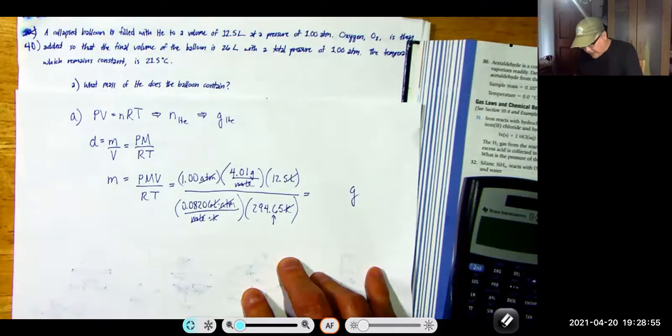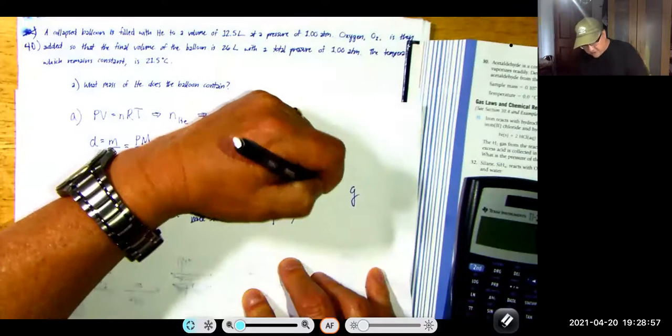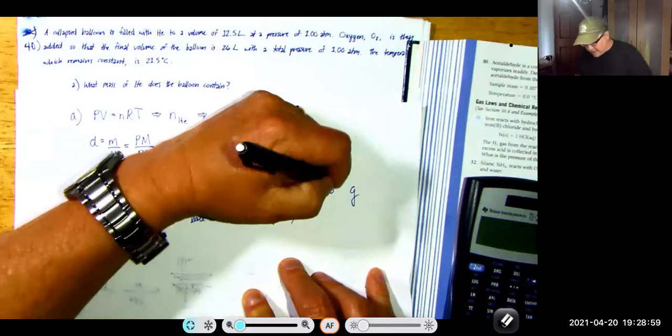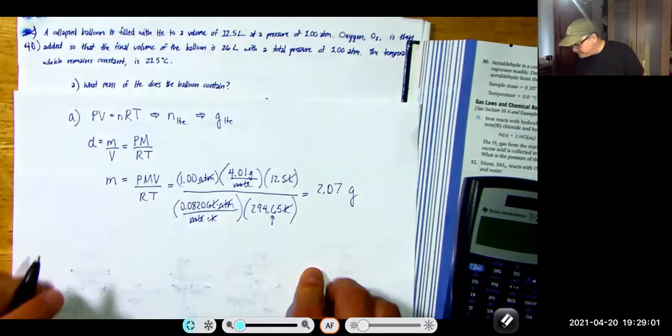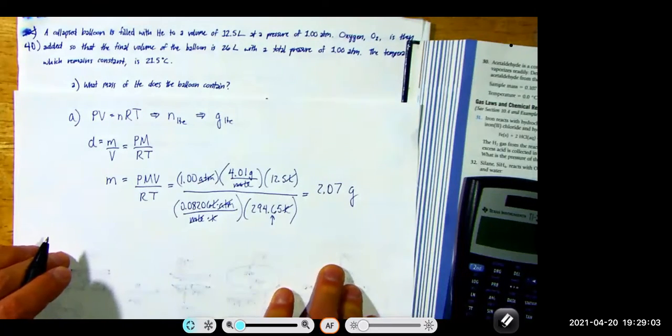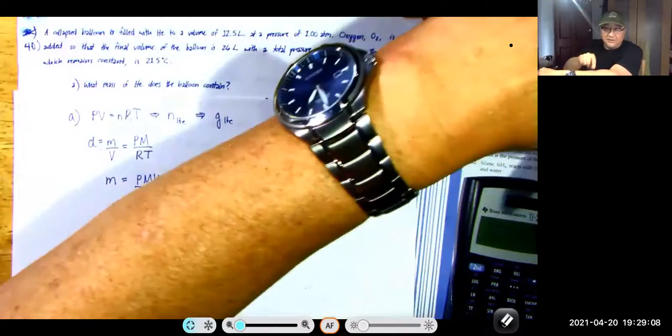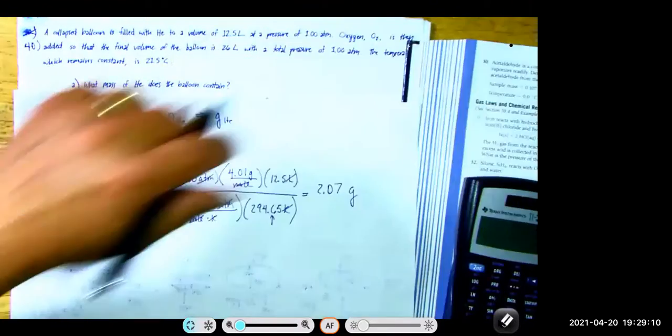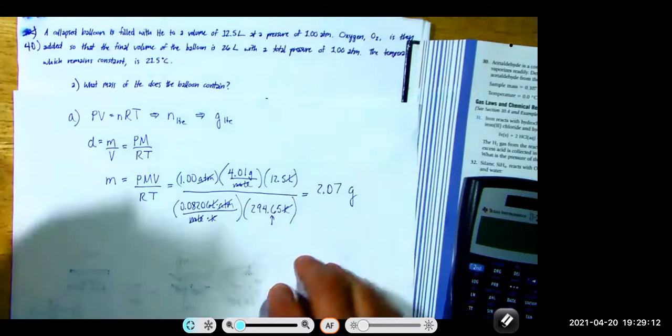Hot diggity darn, I got 2.07 grams, and my prediction was 2 grams, right? Right. Okay, that's where you touch yourself after you lick your finger and you go, because I'm hot. All right, so that's how we do A.